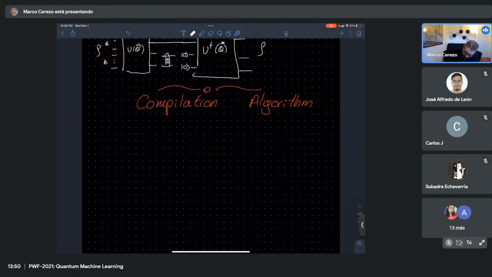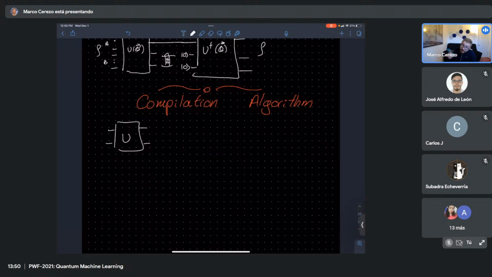So compilation usually means taking a higher level code and transforming it into a lower level code that can be understood by another language. Transpiling means the same, it's only that it has the added definition that both codes need to have the same level of abstraction. Sure, whatever. In practice, for us, what compilation means is that I'm going to have a unitary U that maybe I don't know its physical description. I don't know its circuit description.